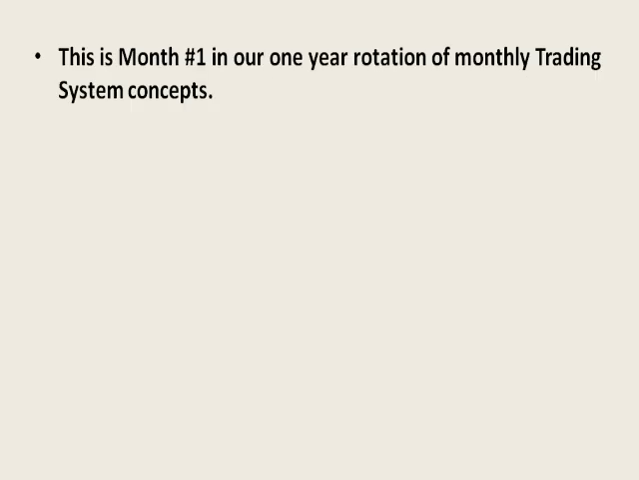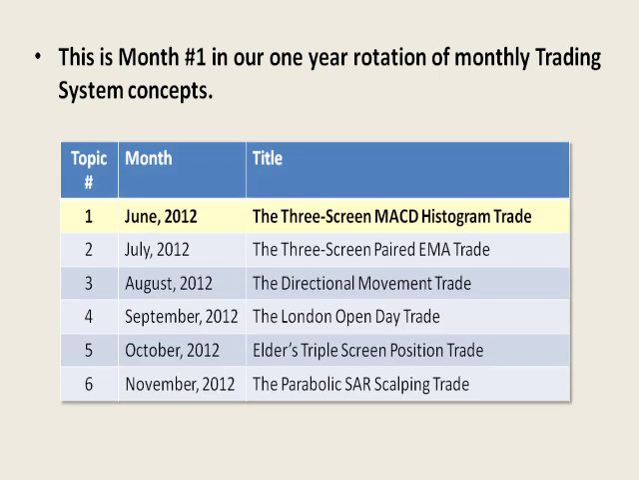I just wanted to begin by giving you an idea what to expect over the next 12 months. This is obviously month number 1 in our rotation of monthly trading system concepts. And we've got the first half of the year summarized here. It's presently June 2012, and we're bringing you course number 1, the 3-screen MACD histogram trade.